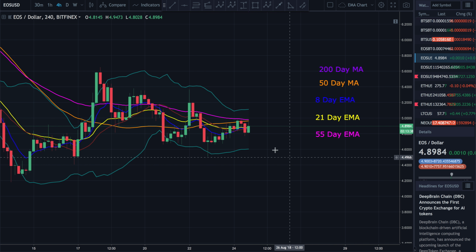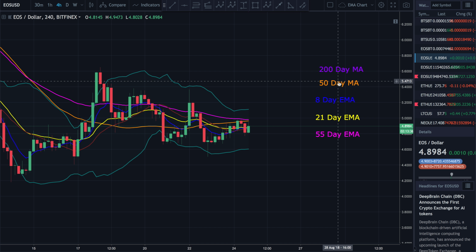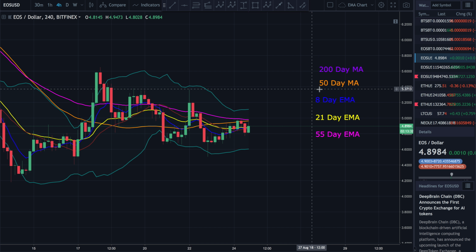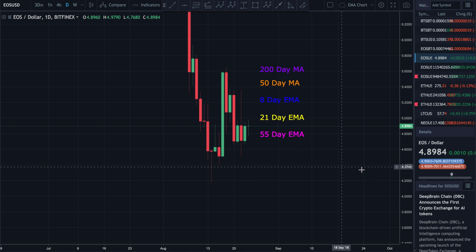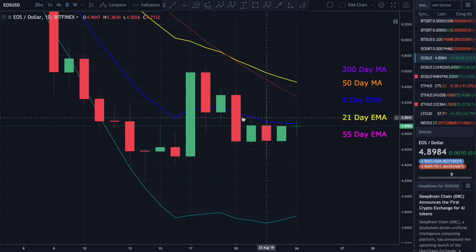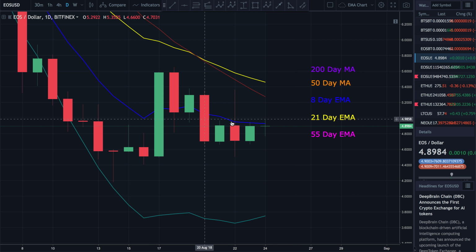Now, once again, just like a lot of the coins, we're starting to see the 8, 21 and 55-day EMA converge on top of the 50-day EMA. These are all converging on top of each other. That tells you that as they converge tighter and tighter, a larger move is more probable.